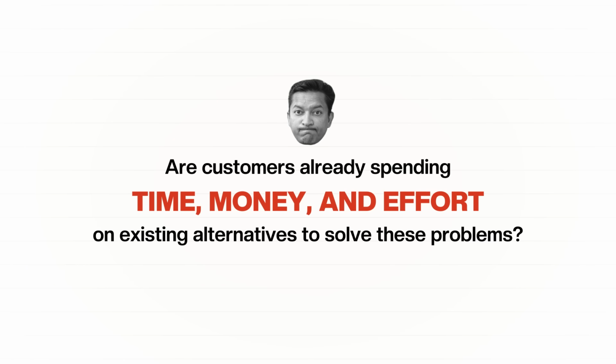And this is the next question to ask. Are customers already spending time, money, and effort on existing alternatives to solve these problems? The answer to this question helps anchor and position your pricing model against familiar and specific problems and alternatives, making your offer a lot more compelling. And once you have your pricing model defined, you can then build a bottoms-up versus a top-down model to evaluate the real viability of your chosen market. If you're interested in learning how to do that, you should check out this video over here.